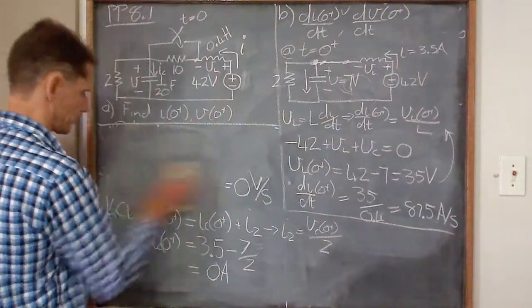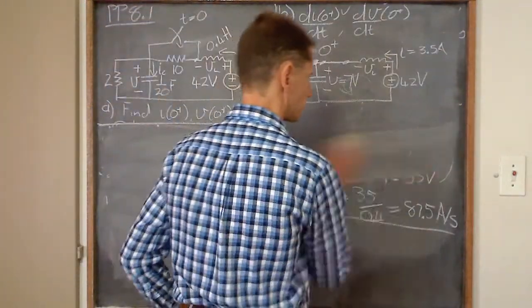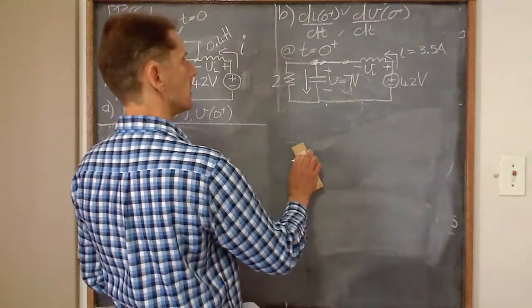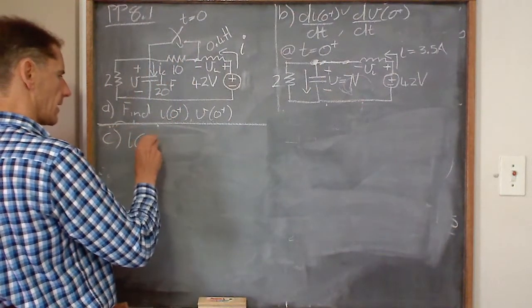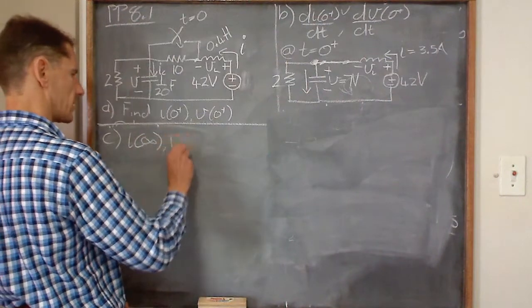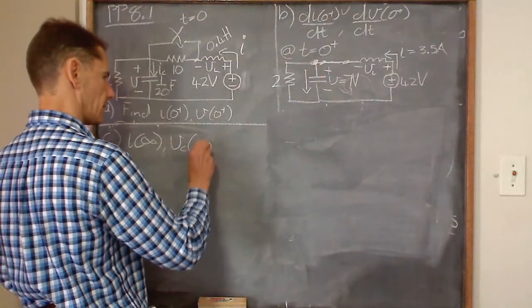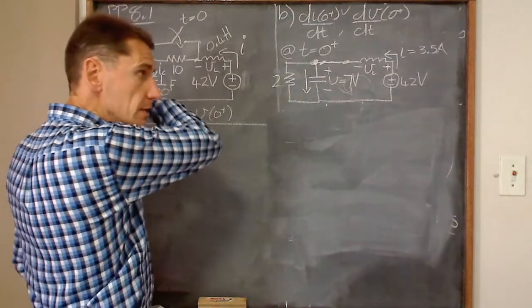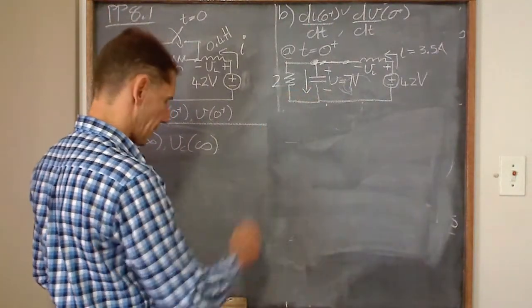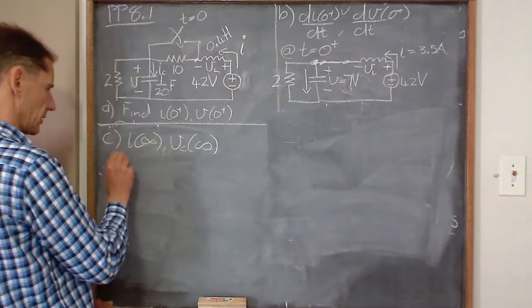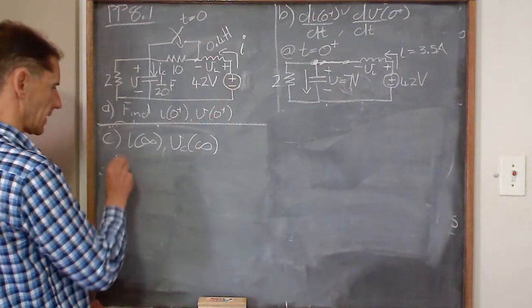Now for the C part, we need to find the final conditions. Let's keep that one there. So now for the C part. So what is I at infinity and what is VC at infinity? So our circuit is this, but now it's in the steady state. So the capacitor will become an open circuit. So let's redraw that circuit again.